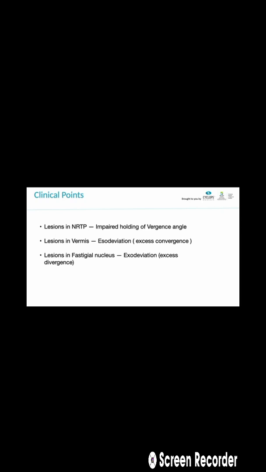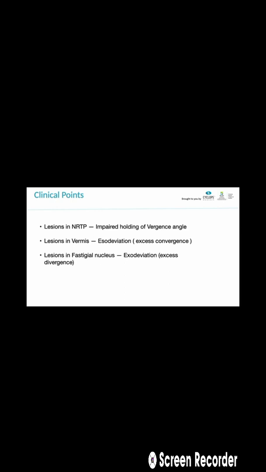So that's why when there is a lesion in the vermis, the Purkinje cells lose inhibitory control over the fastigial nucleus. Thereby the fastigial nucleus becomes overactive for the vergence, thereby causing the two eyes to converge. Excess convergence will be there, so you will find esodeviation.